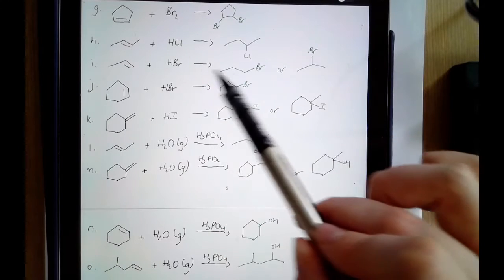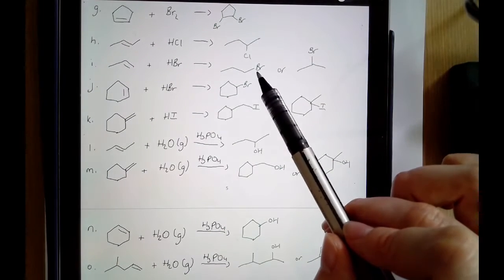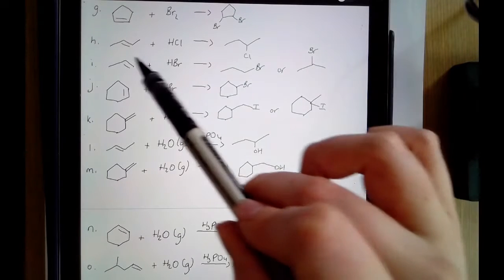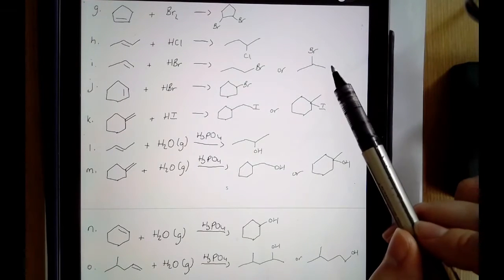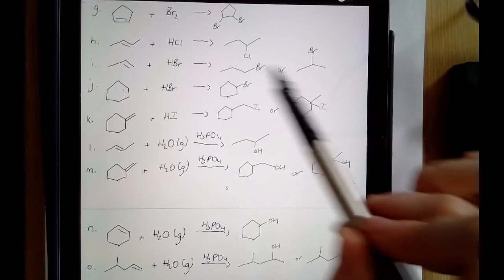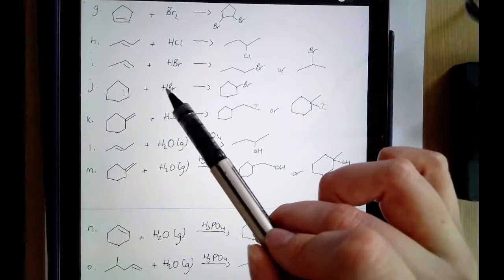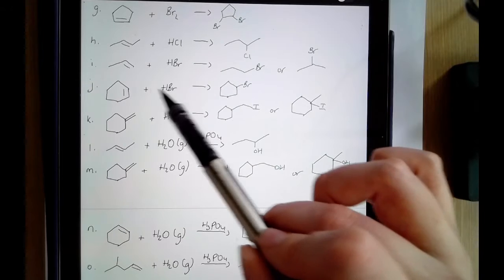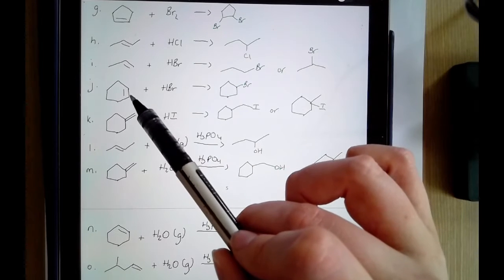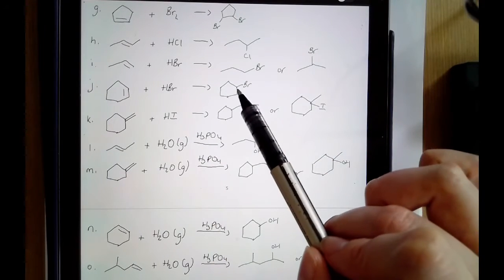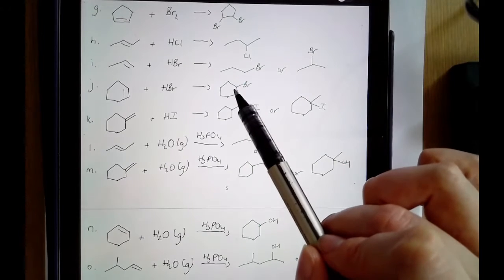If I put the bromine on the end, I'm going to have 1-bromopropane. If I put the bromine on the second carbon, I'm going to get 2-bromopropane. So 2 different products because I'm adding 2 different atoms to 2 different carbons. Here I'm adding 2 different atoms, but the carbons are identical, so I'm only going to get 1 product. It doesn't matter which way around you do it.